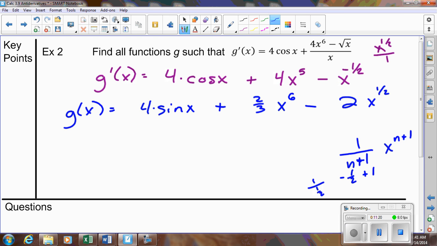And there we go. We have our function g of x. What did I leave off? Plus the constant. For an antiderivative, you will always have plus a constant because we don't know what it is.